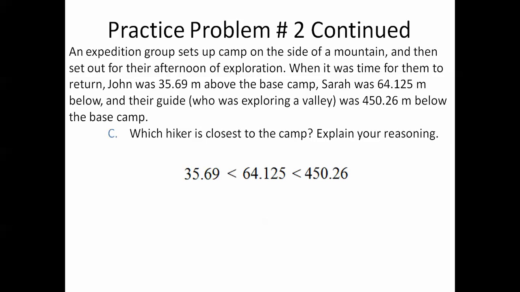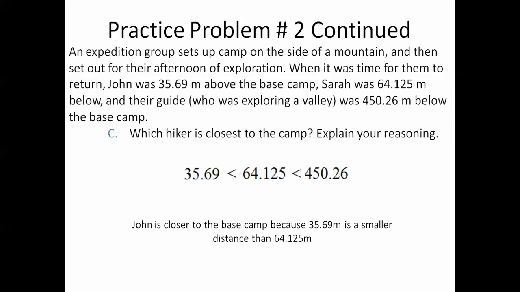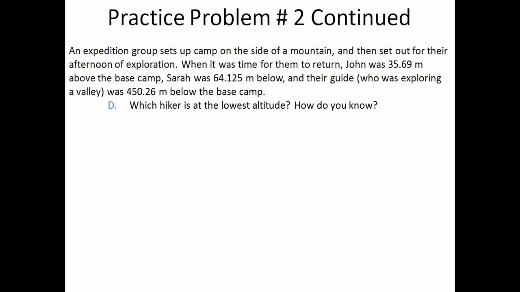So 35.69 is closest to 0. So John is closer to the base camp because 35.69 meters is a smaller distance than 64.125 meters. Oh, there's one more.